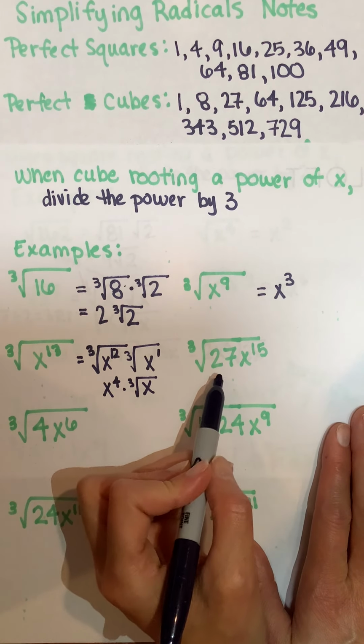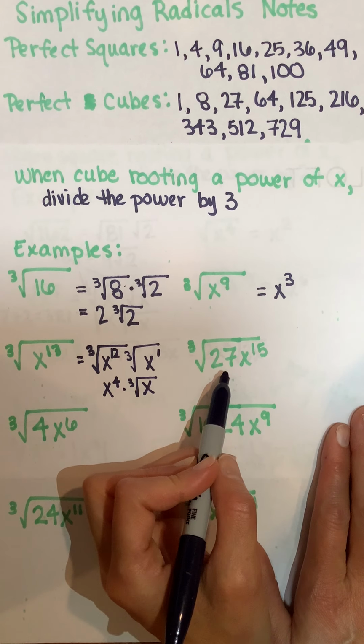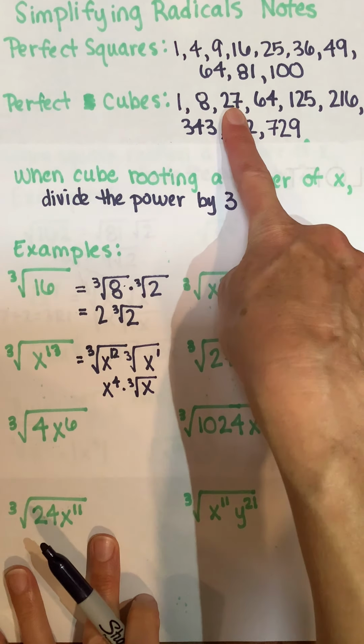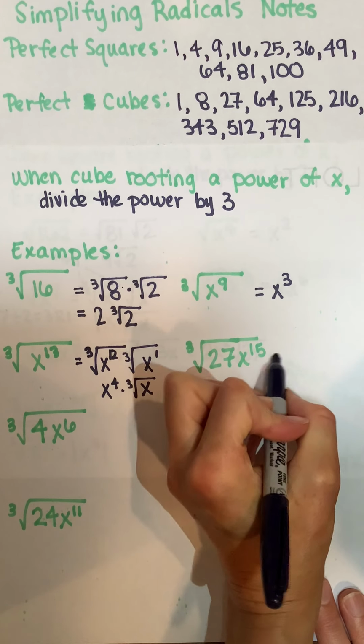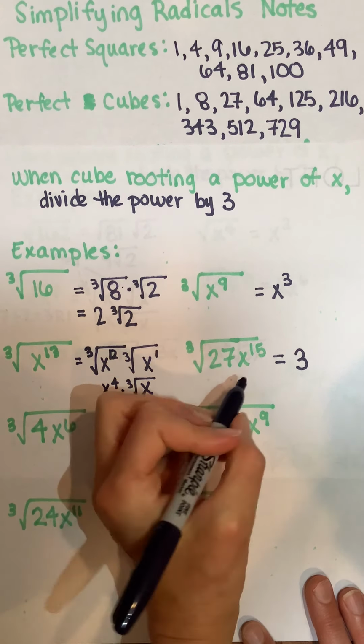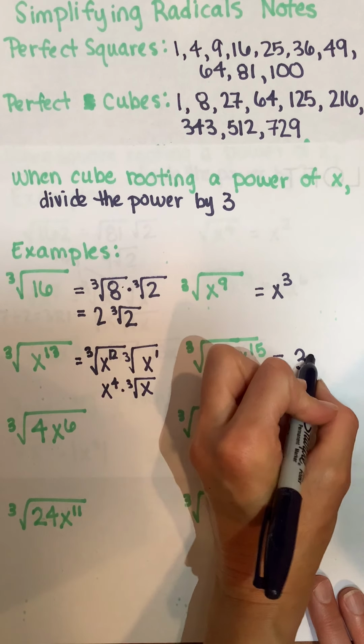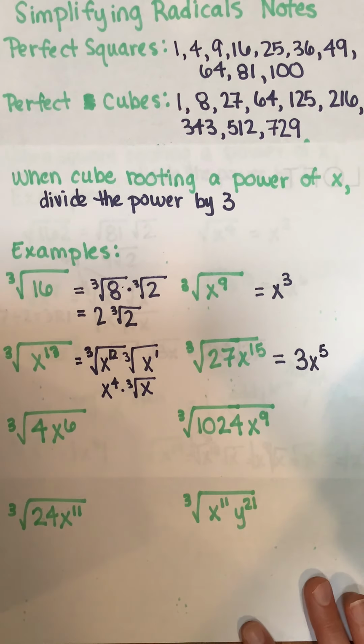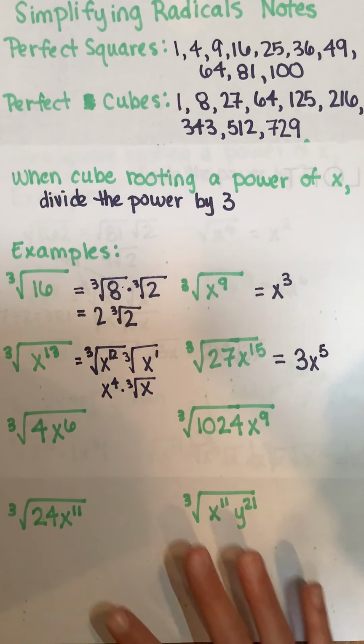Okay, next one. Is 27 a perfect cube? I see it here. It is. So we can cube root 27 and get 3. x to the 15th is also a perfect cube since that power is divisible by 3. So we get x to the 5th. That's all we're doing on that one.